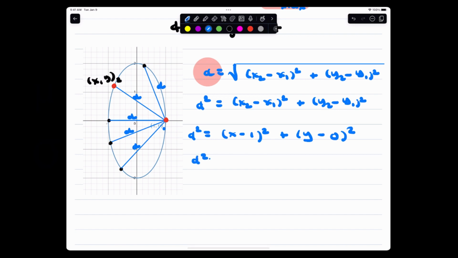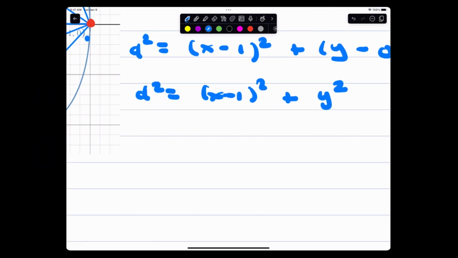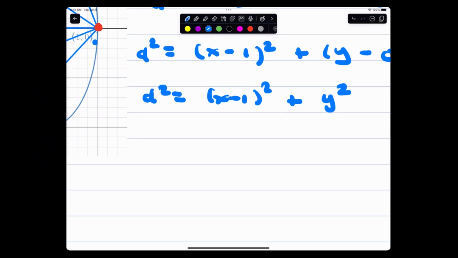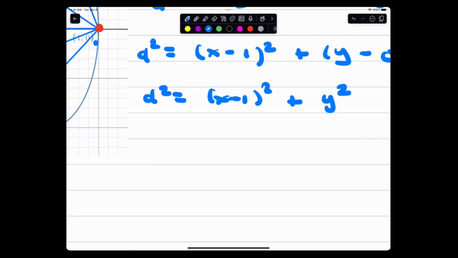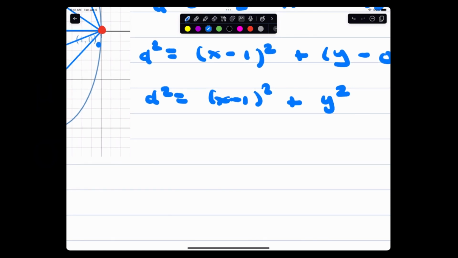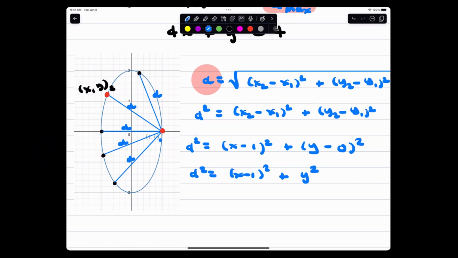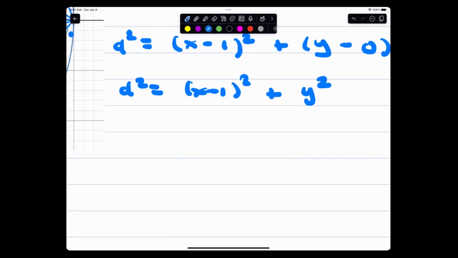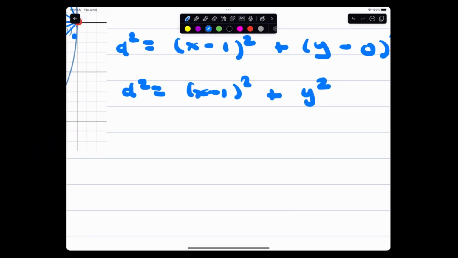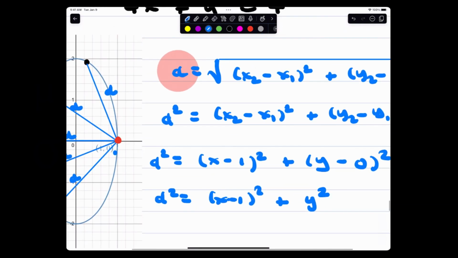So that d squared is x minus 1 squared plus y squared. This d squared is a function of x and y, 2 variables. You need this to be a function of 1 variable. This is the idea behind optimization. This is calculus of 1 variable. So you might say, how do I get that y variable, right? Well, you got to go back to the equation.